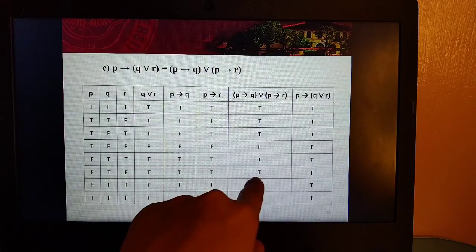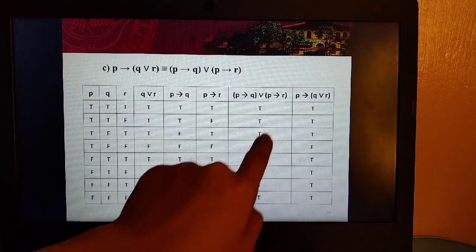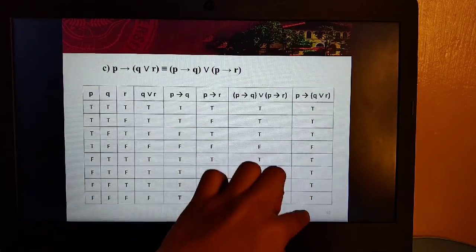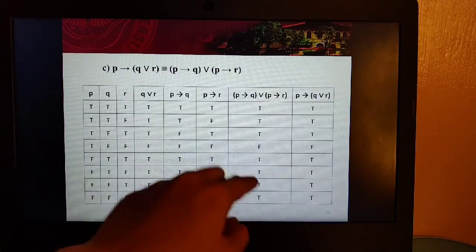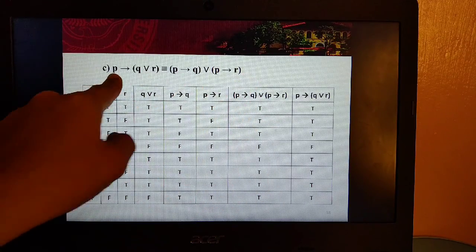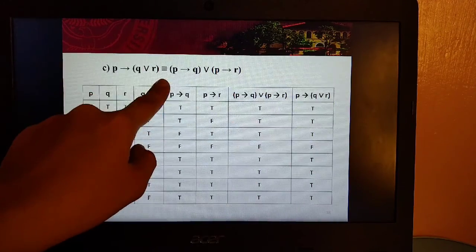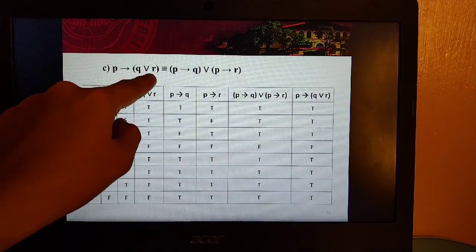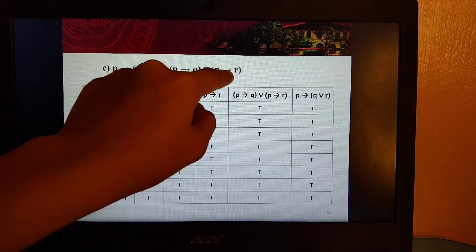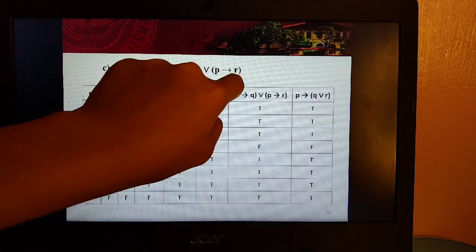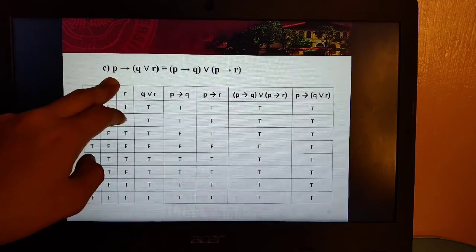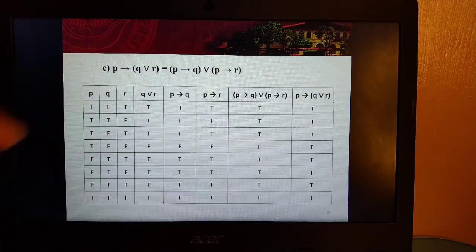So we have the same values for the propositions. So it means this statement is true, that P implies Q or R is equal to P implies Q or P implies R. Okay, do you get it? Okay, so that's it.